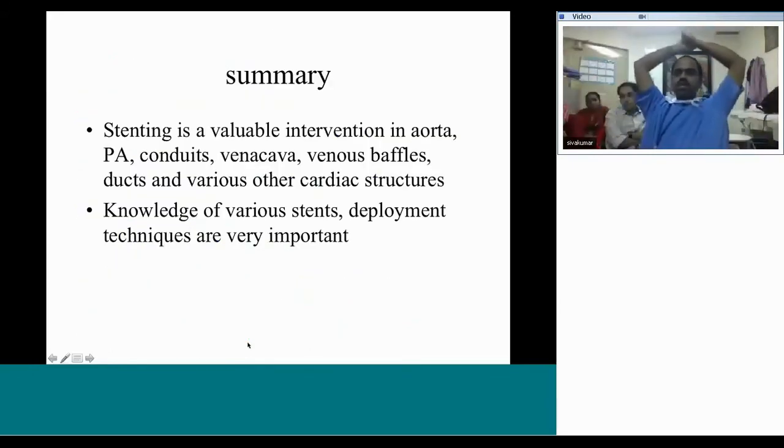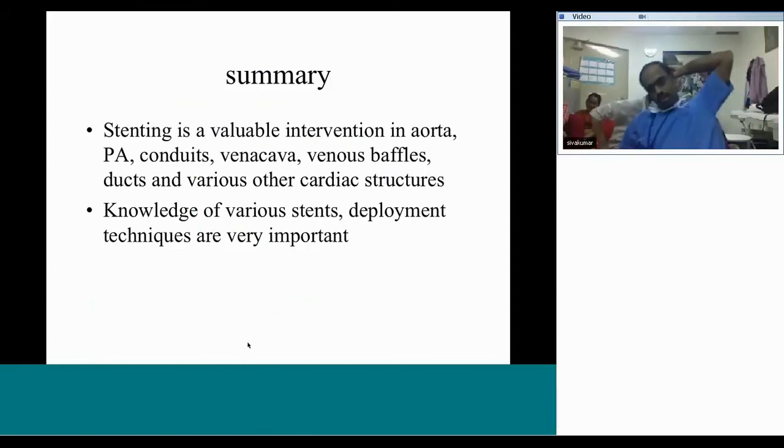So to summarize, we have been seeing something like a masala. We saw aortic stent, we saw PA stent, we saw interatrial stent, we saw ductal stent, we saw various stents. So stenting is a very valuable intervention in the aorta, pulmonary artery, conduit, vena cava, venous baffle, ducts, and various other cardiac structures. There are so many areas that can be stented within the heart in congenital heart disease. Knowledge of various stent deployment techniques is very important because it will help you to be a good interventionist.